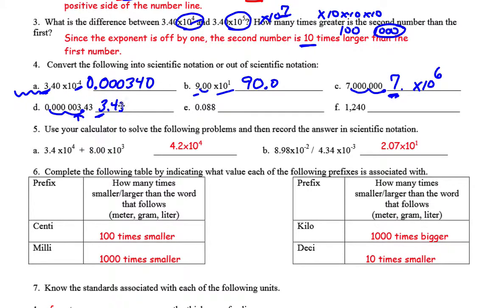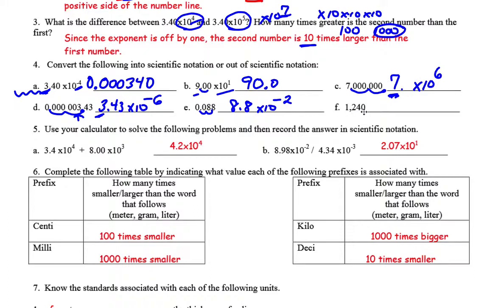So 3.43, but we want to tell somebody that this was a small number between 0 and 1. So we want to put a negative exponent. 1, 2, 3, 4, 5, 6. So positive exponents tell somebody it's a big number. Negative exponents tell somebody it's a small number. Now, 1, 2, 8.8. Again, it's a small number. So we say times 10 to the negative second. It's between 0 and 1.